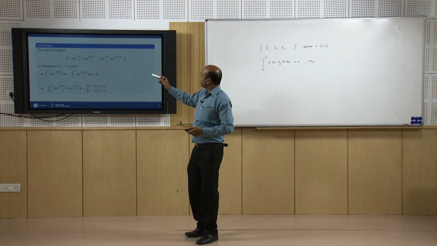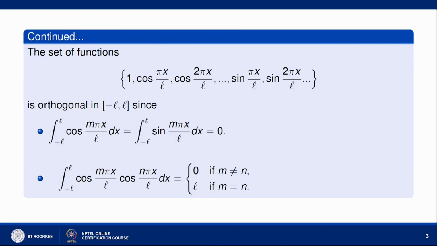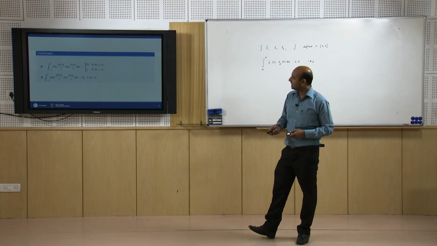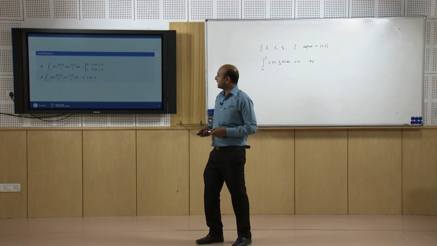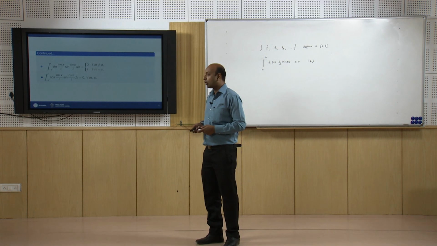Okay. Now, consider this set: 1, cos pi x by L, cos 2 pi x by L and so on, sin pi x by L, sin 2 pi x by L and so on. Now, in the interval minus L to L, if we see carefully, the integral from minus L to L of cos m pi x by L dx is equal to 0. Again, the second equality also holds: it is 0 when m is not equal to n. The next one, the integral from minus L to L of sin m pi x by L and sin n pi x by L dx is equal to 0 when m is not equal to n and L when m equals n. So, this we can derive very easily. And the integral from minus L to L of sin m pi x by L into cos n pi x by L is also 0 for all m and n.